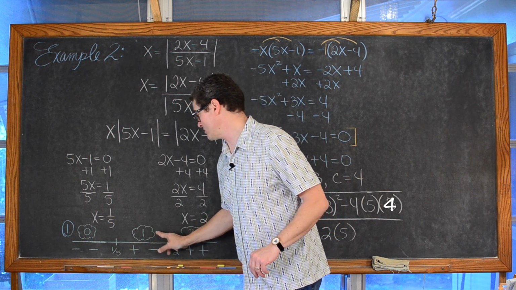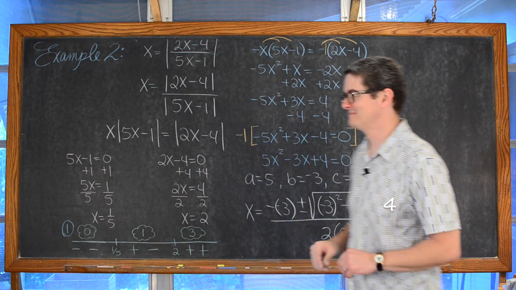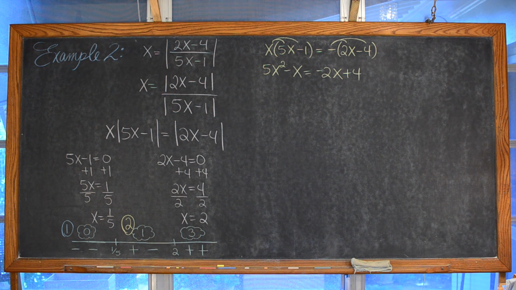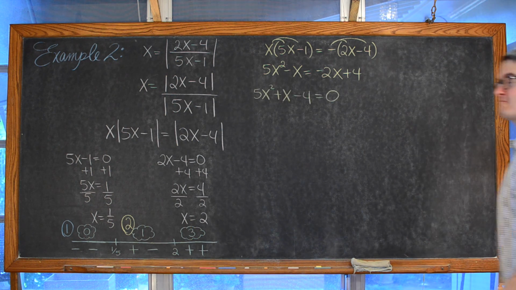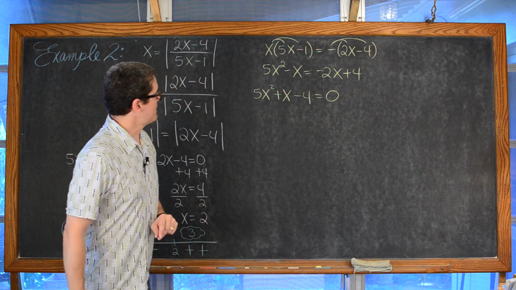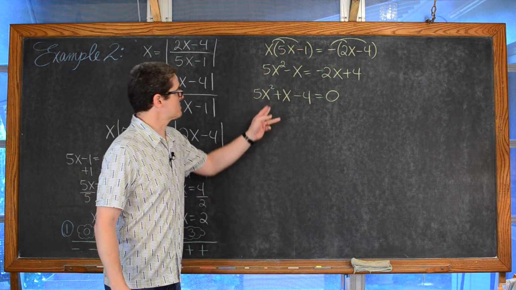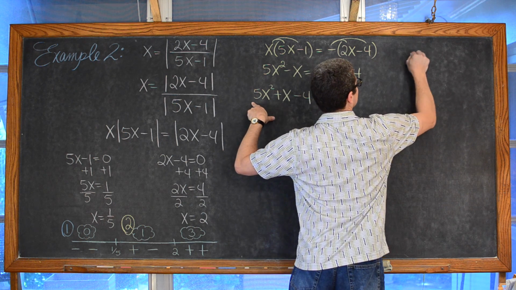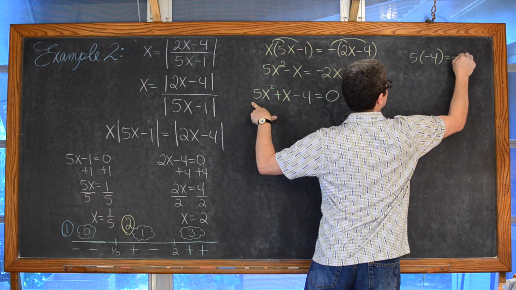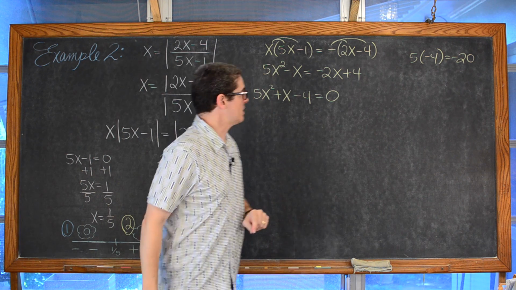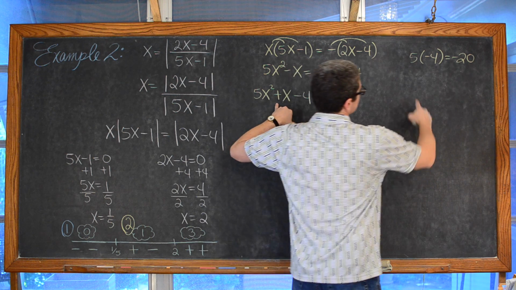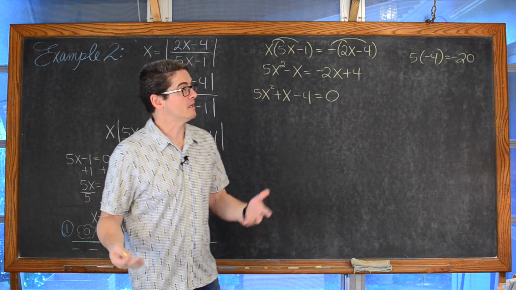So now let's move on to the second interval on our number line. Now at this point, we got 5x squared plus x minus 4, and 5 times negative 4 is equal to negative 20. Now there are factors of negative 20 that add to the middle term of positive 1. And, well, I ended up with that pair.